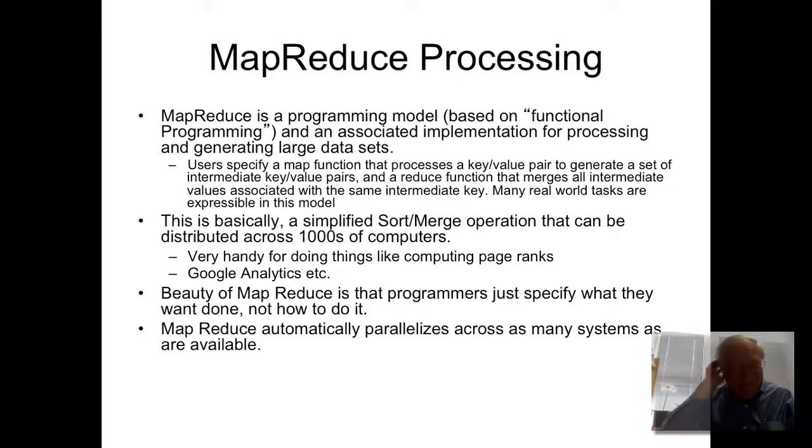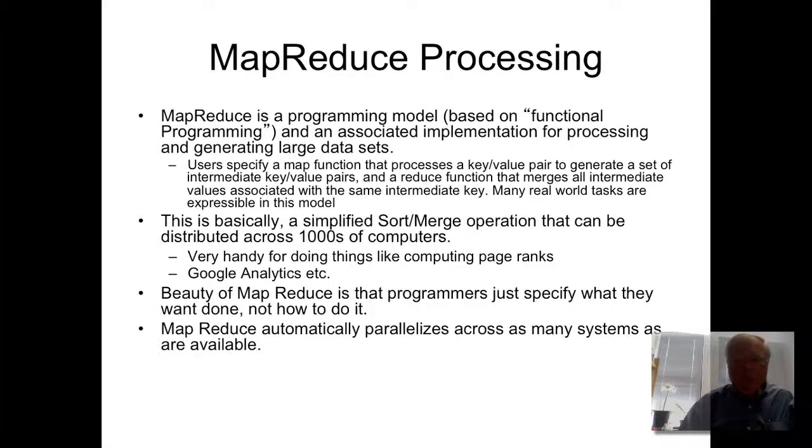So the way the processing goes is the user specifies some kind of map function that processes a key value pair of the input and generates a set of intermediate key value pairs that are implicitly reorganized and sorted, and then these are distributed back to different nodes. Then a reduce function is sent to the nodes that now have this shuffled or sorted data, and that merges all the intermediate values associated with the same intermediate key and processes them down. Turns out that you can do a lot of damage with this kind of processing model.